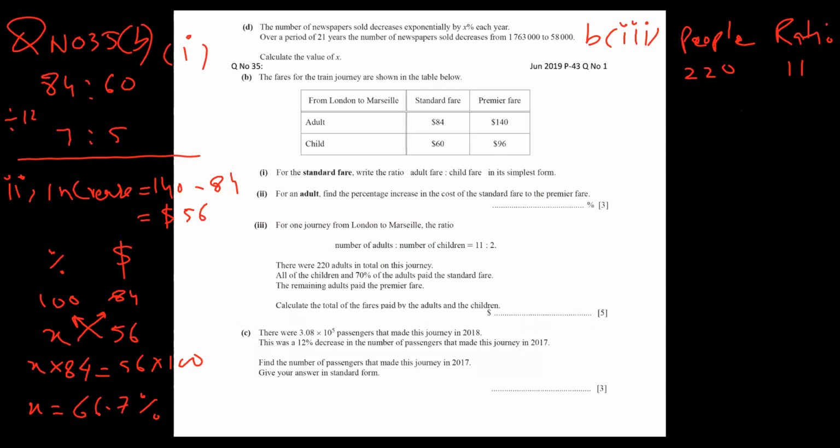Okay, I want to know children. So the children ratio is 2, so the ratio is 2 and C is the question mark. First of all, I can get the children from here. So 2C times 11 is equal to 2 times 220.